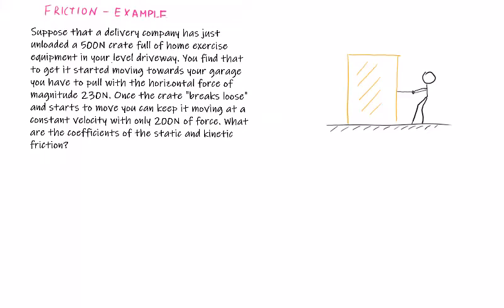Suppose that a delivery company has just unloaded a 500 Newton crate full of home exercise equipment in your level driveway. So the weight of the crate is 500 Newtons. You find that to get it started moving toward your garage, you have to pull with a horizontal force of magnitude 230 newtons. So F applied equals 230 newtons just to start.